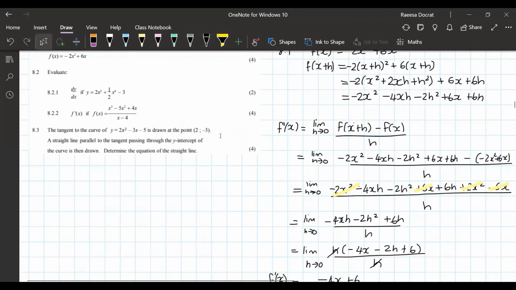Let us look at the next one. It says determine the derivative of y, if this is the dy by dx, if this is the expression. So 8.2.1, dy by dx is then equal to the derivative of 2x squared, which is 4x, plus the derivative of a half x to the power 4, which is 4 times a half, which is 2x cubed, and the derivative of a constant is 0. So it is just 4x plus 2x cubed.